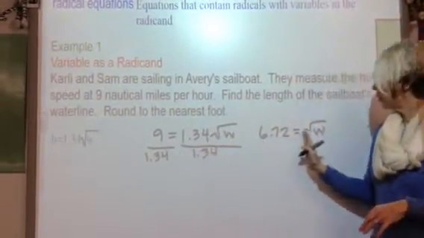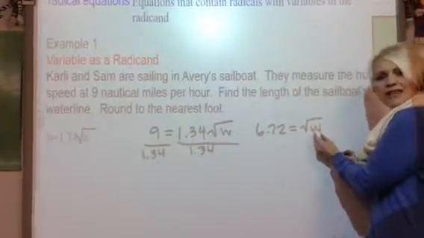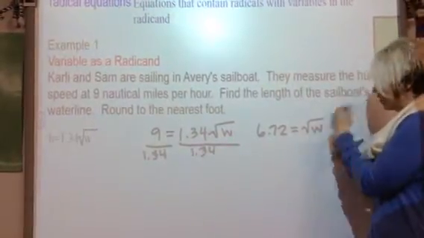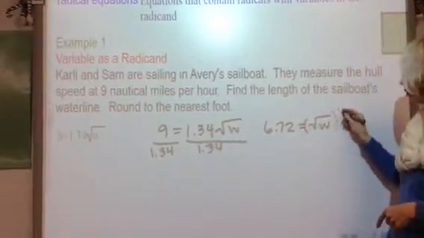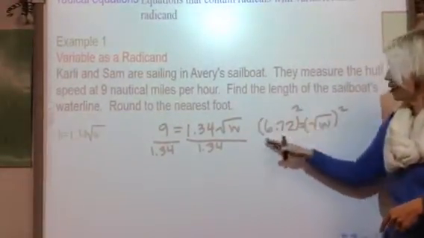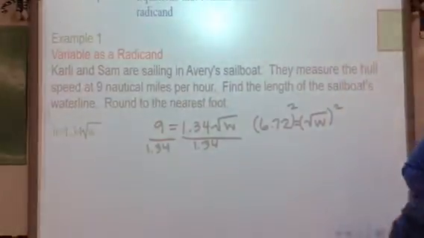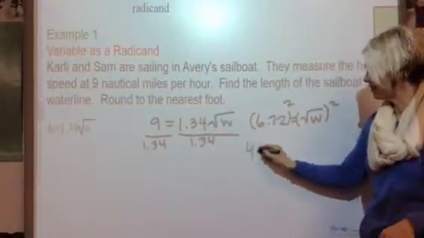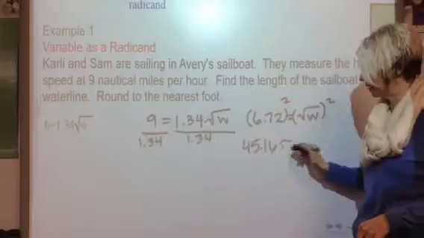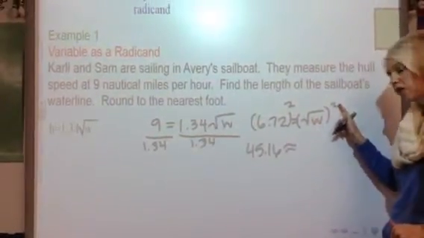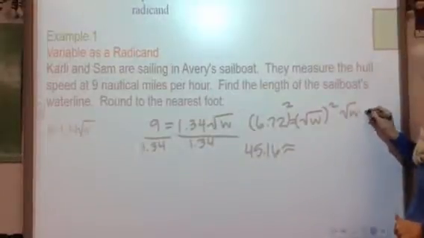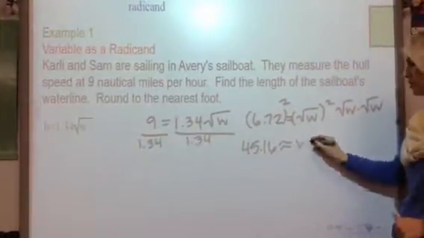Those cancel. So when you look at this, in order to get the W by itself, we do the inverse of square rooting, which is squaring. So I'm going to square both sides. When I take 6.72 squared, I get approximately 45.16. I rounded to the nearest 2 decimal places. When I take radical W squared, that's like radical W times radical W. That would just be W.